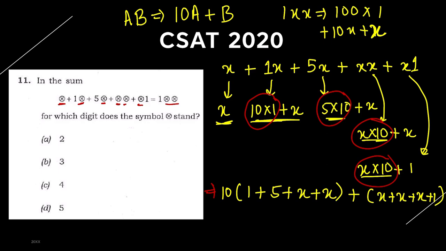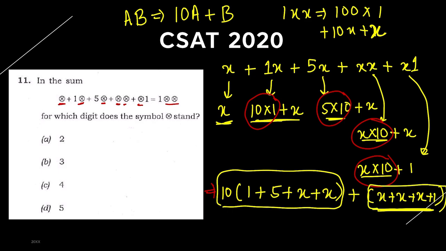Or otherwise, see, here this is 10 into something, and this is the last digit. This means x plus x plus x plus 1 will decide what the last digit is, and the last digit from here is x. It should be something like this. Meaning, if I add x plus 1, the last digit of that sum should be x.